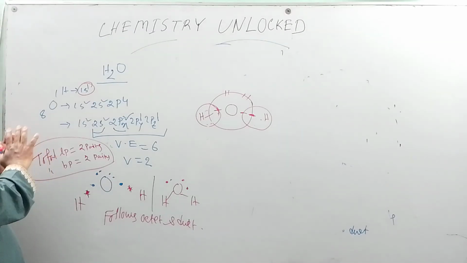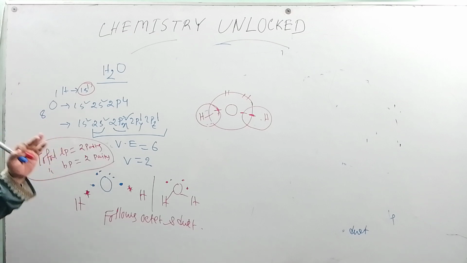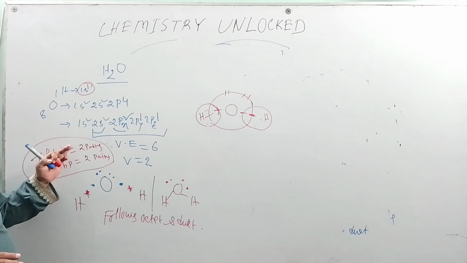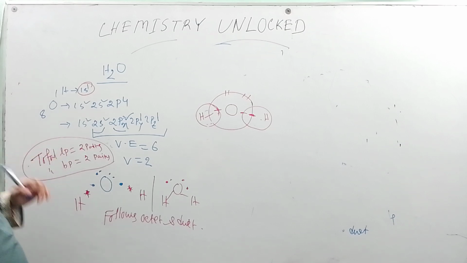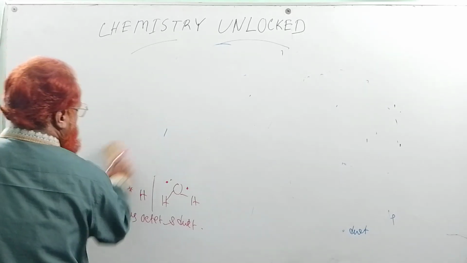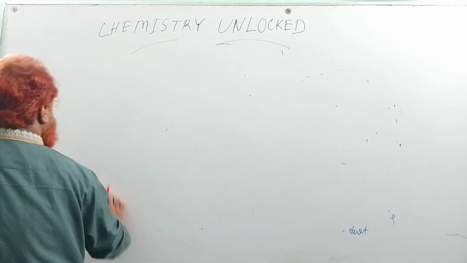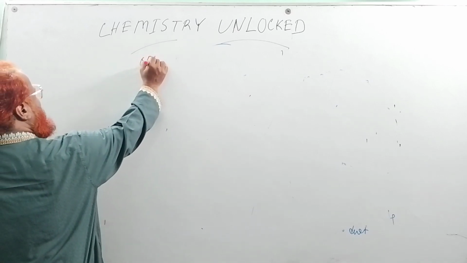So this H2O molecule follows the octet rule and duet rule. The number of lone pairs is 2 pairs in total, and the total bond pairs is 2 pairs. That's it for the H2O molecule. Now NH3. NH3. Okay.